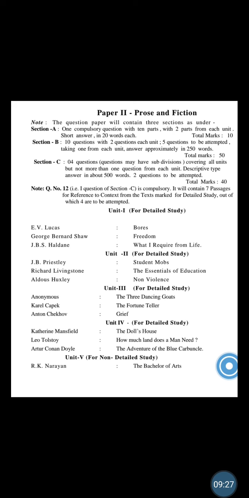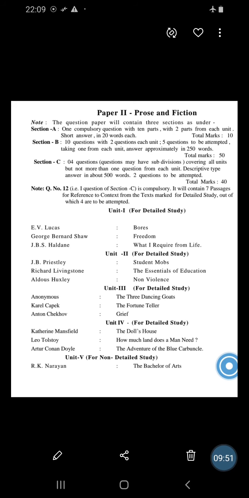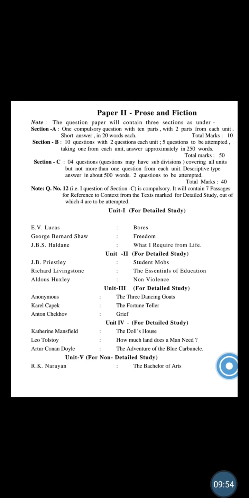The novel is not for detailed study. It is for non-detailed study. It means you are not going to get reference to context from the novel. You are going to get only questions from the novel. From essays and the stories, you will be getting extracts for explanation, for reference to context. Clear? So, this is how your syllabus has been designed.